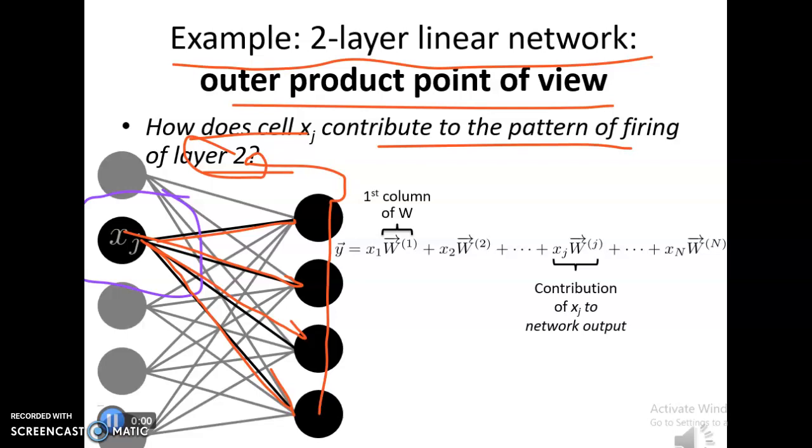First, the y vector equals x1 times w1, the first column of the weight matrix. This is the second column of w, the column of weights. Here is the contribution of xj to the network output.